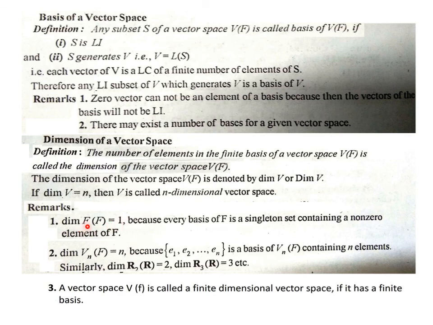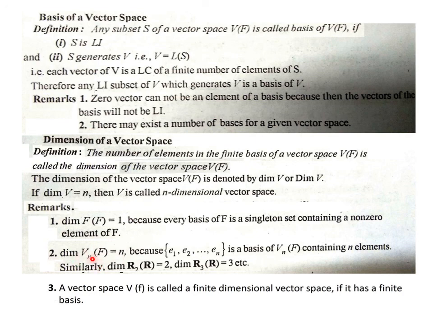If a vector space is such that its every basis is a singleton set, it means any basis of this kind of vector space will have only one element, that is one non-zero element of field F. That's why only one element will be there in any basis of this vector space. So dimension is 1. Dimension of Vn(F) is equal to n.